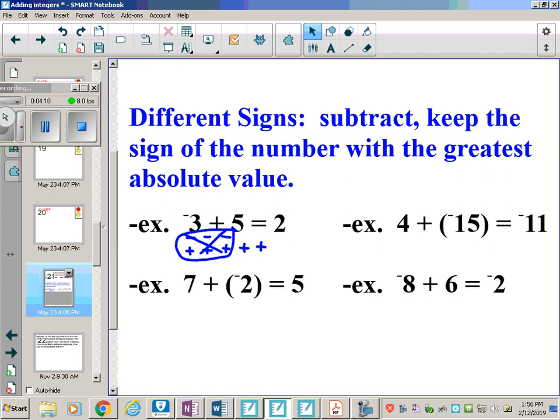Here are a couple more examples. 7 plus negative 2: again, we're going to do 7 minus 2 because 7 has the greater absolute value. 7 minus 2 is 5, and we keep the sign that's with the 7, which is positive, so positive 5. Negative 8 plus 6. We have different signs, so we subtract the absolute values. 8 minus 6 is 2, and it's going to be negative 2 because 8 has the greater absolute value, and it's a negative 8. So we keep the negative symbol that's with it.